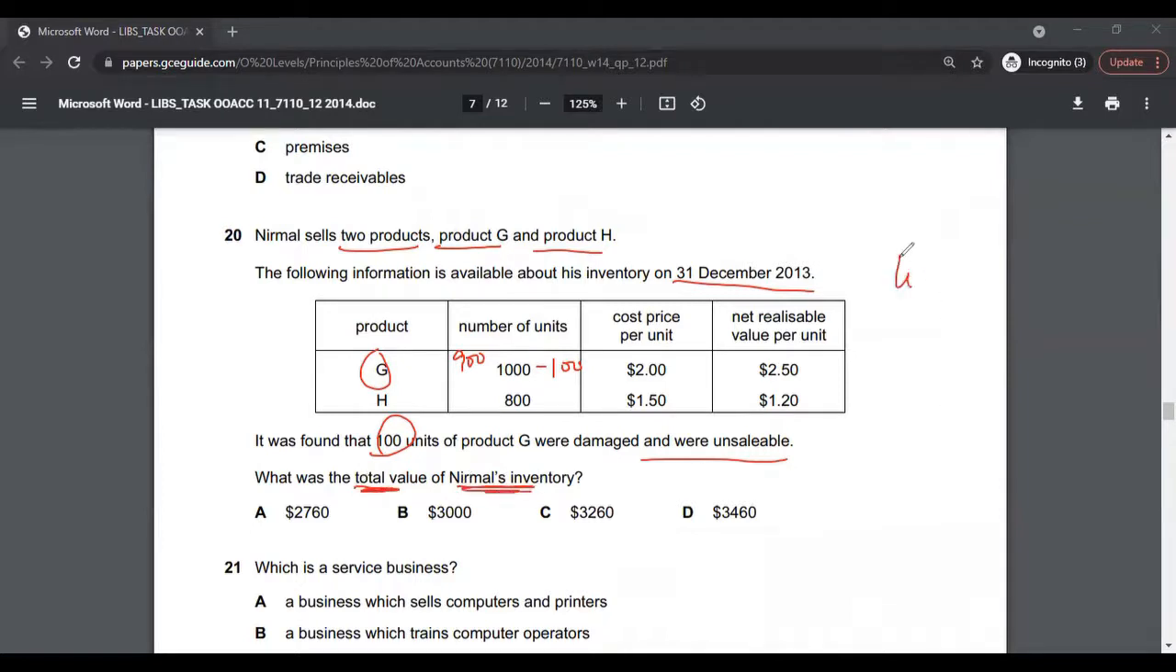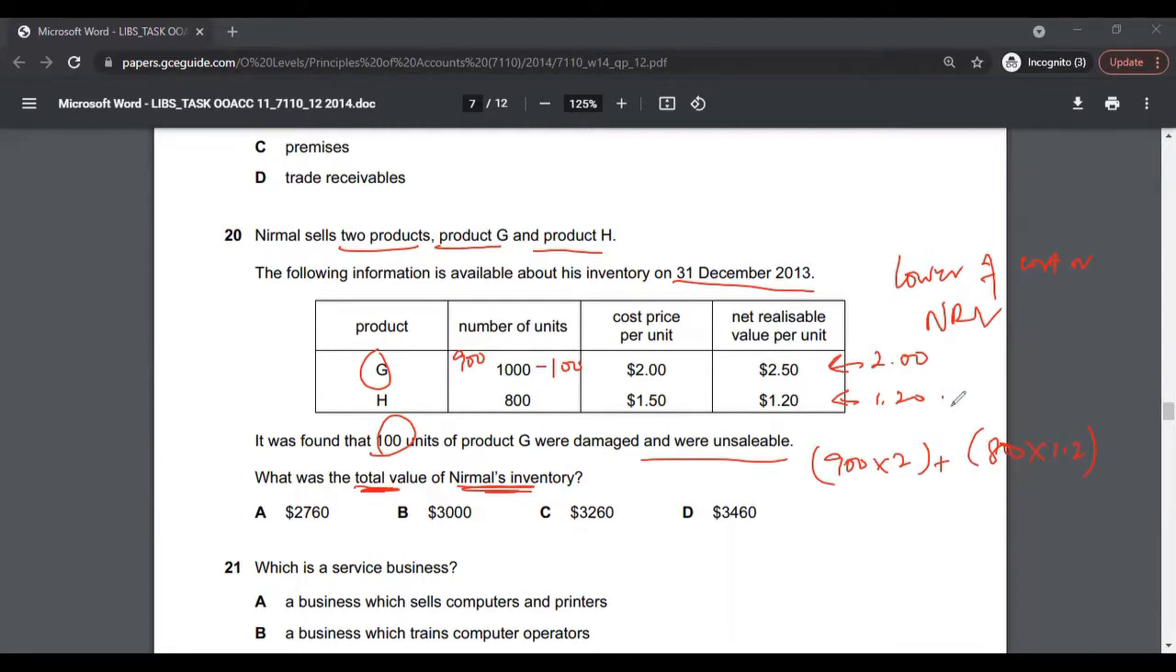Again, you would use this concept of lower of cost or NRV. So you would take the lower of cost price or NRV. The lower here is $2 and the lower here is $1.2, right? So to calculate the total value of inventory, it would be 900 times 2 plus 800 times 1.2. And if you do the math in here by yourself, which I encourage because you need to practice.